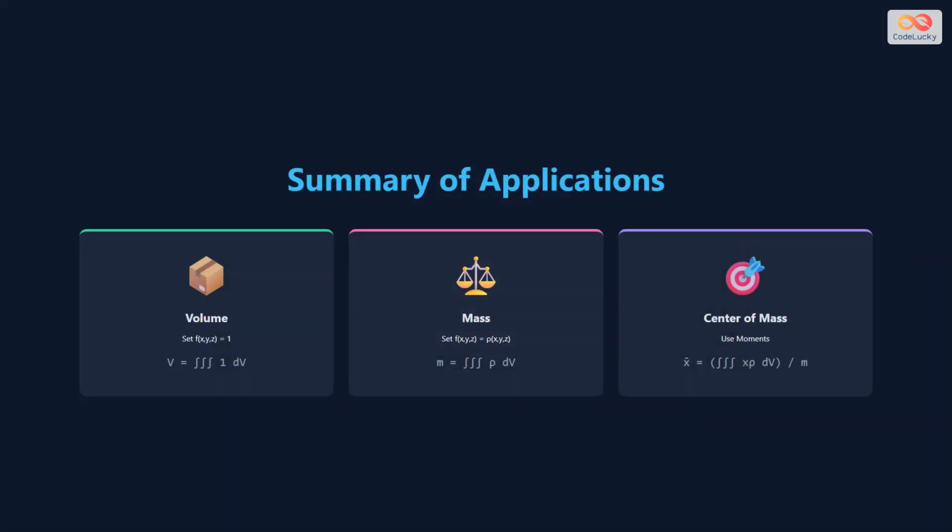To wrap up, remember these three key formulas. 1. Integrating the function 1 gives you volume. 2. Integrating the density function, rho, gives you mass, and 3. Integrating the density weighted by position gives you the moments, which allows you to calculate the center of mass. These tools are essential for physics and engineering.